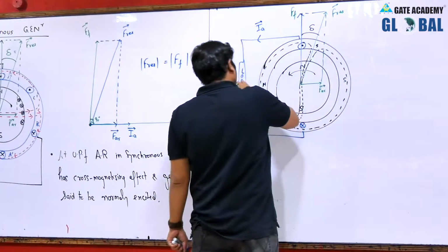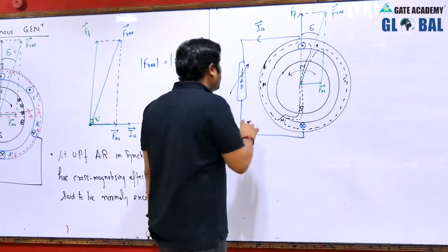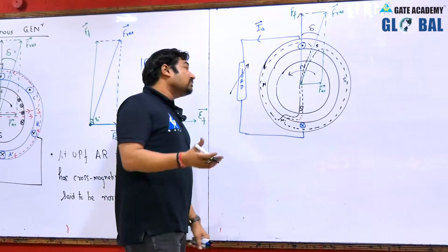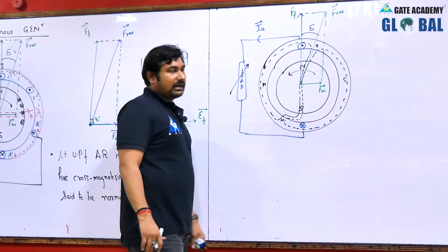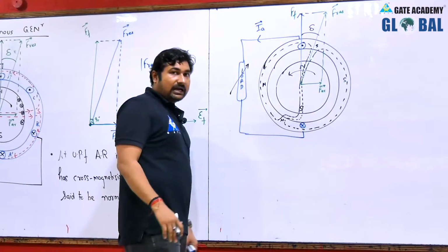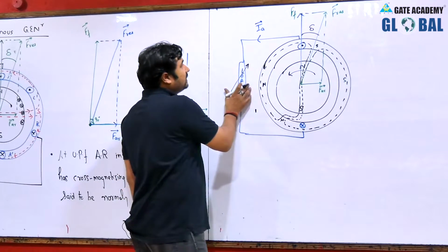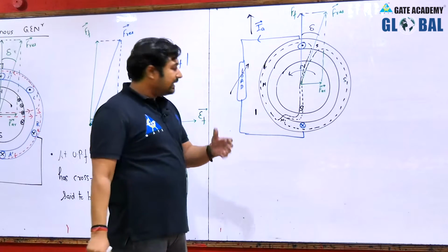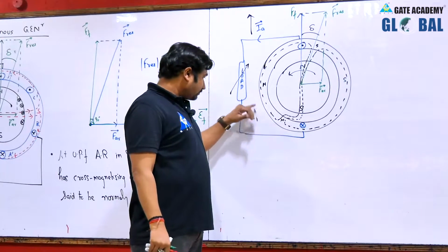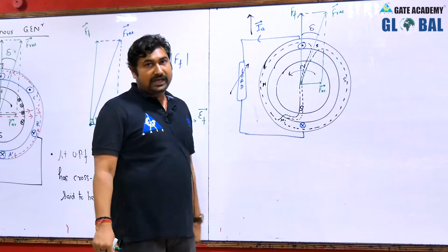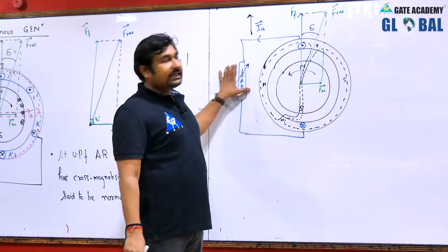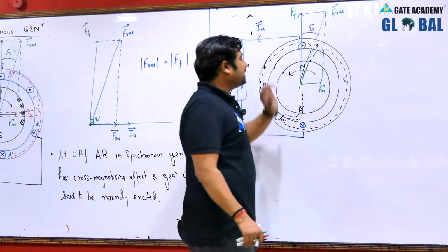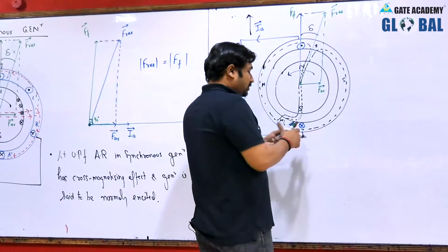If I increase the load, it means more load is connected in parallel. It means more impedances are connected in parallel. If more impedances are connected in parallel, the overall impedance is lowered, and therefore this current increases. So whenever I say electrical load is increasing, it means current is increasing. If the current is increasing, then this MMF increases to a higher value.